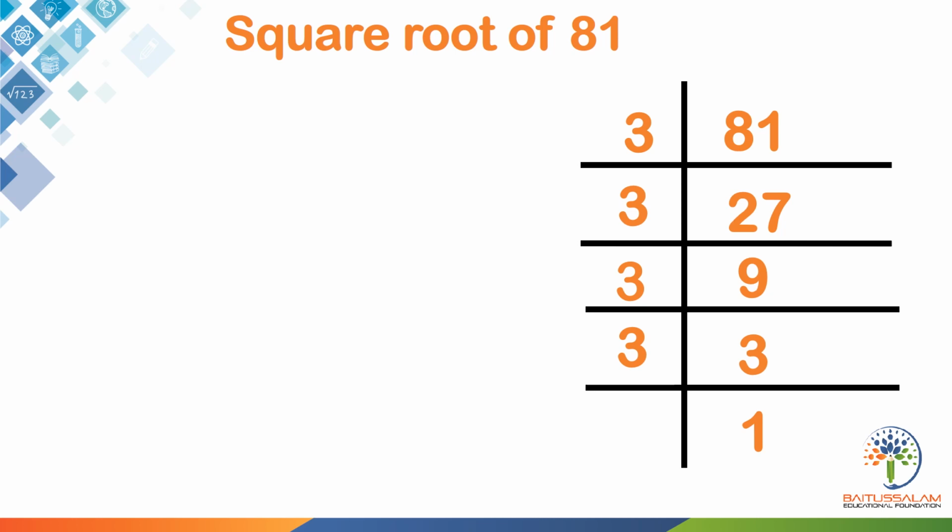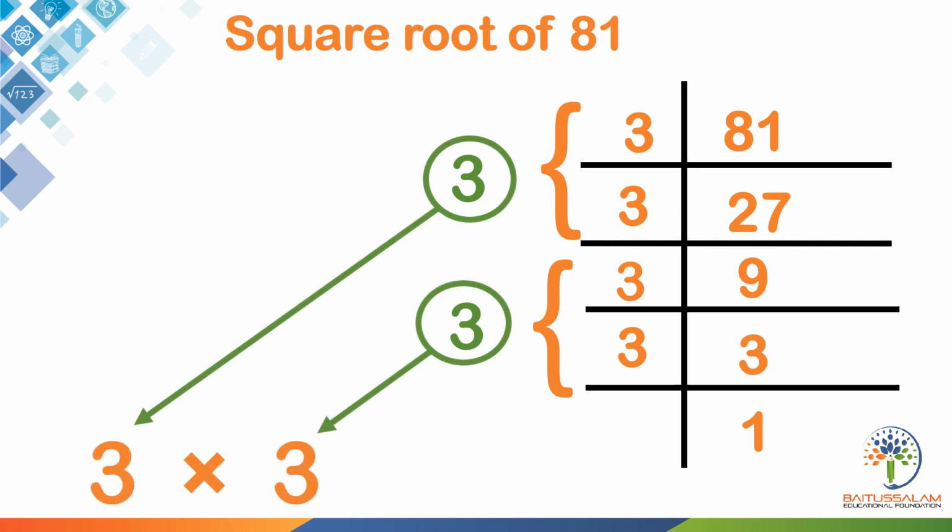In order to find the square root, we will have to make pairs of 2. Here in this question 2 pairs are made. Both the pairs are of 3. In the very end they both are multiplied and we get the square root, that is 9.